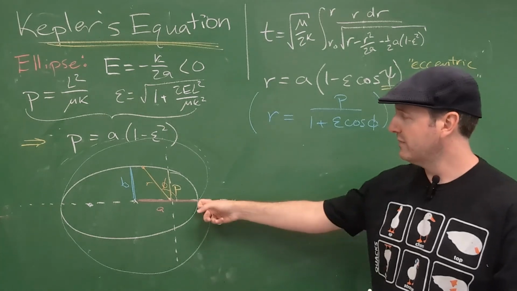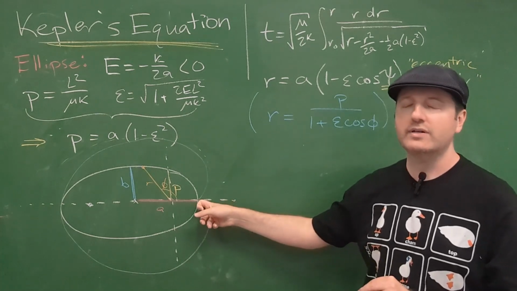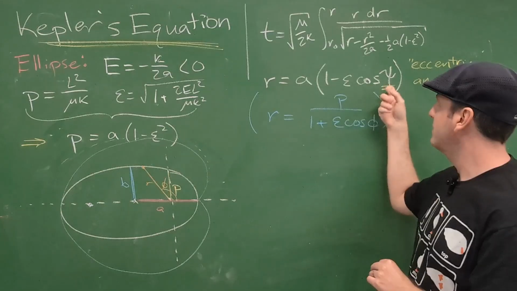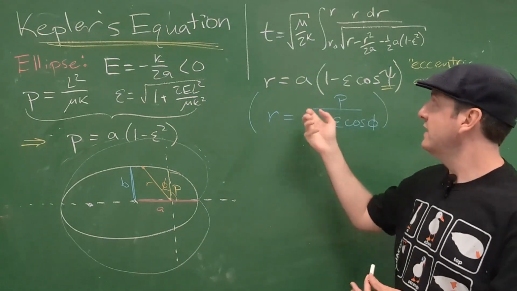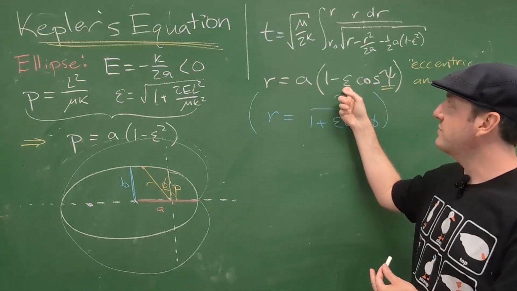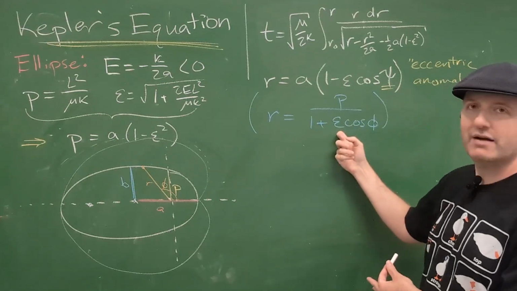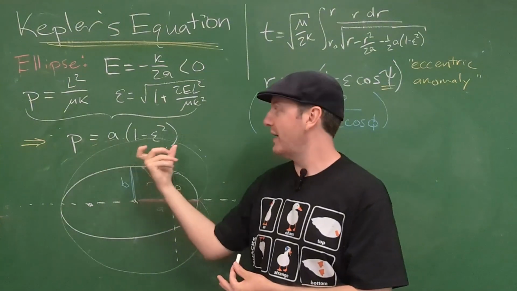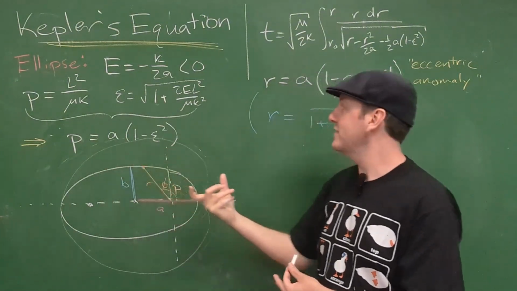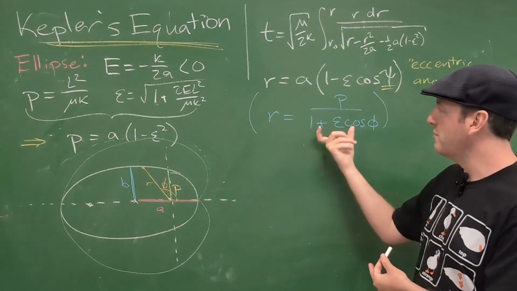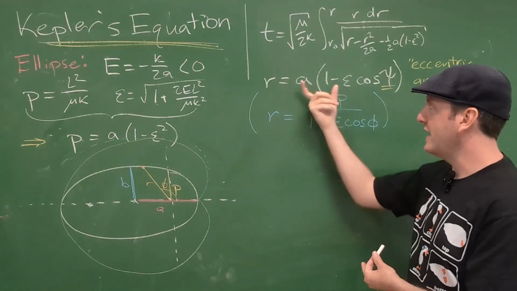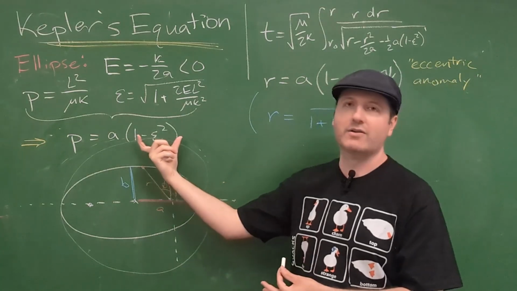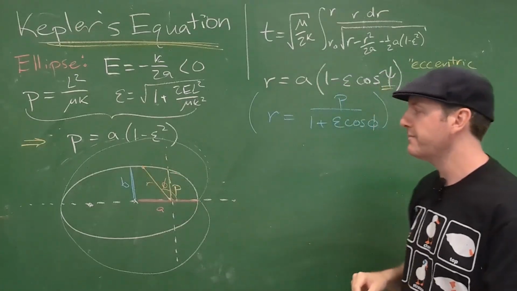So notice that when psi is equal to 0, I have cosine of 0, which is 1, and I have a times 1 minus epsilon. Now, that doesn't look like what we would have down here when phi equals 0, but remember, p and a are related by a 1 minus epsilon squared, and so you can see that p over 1 plus epsilon is the same as a times 1 minus epsilon. Just factor this as a difference of squares, and you can see that.